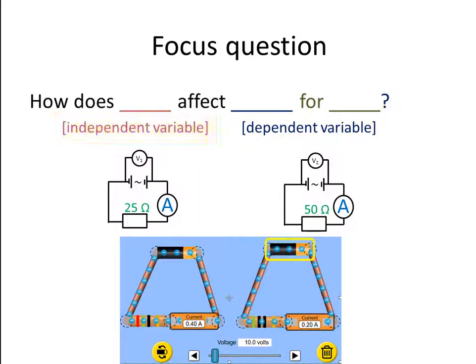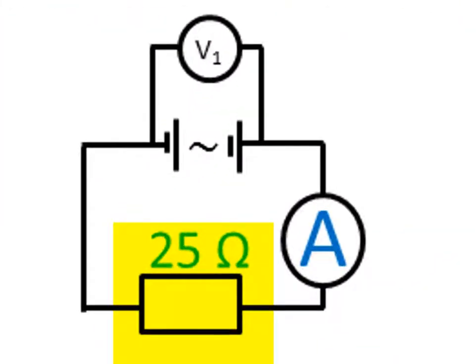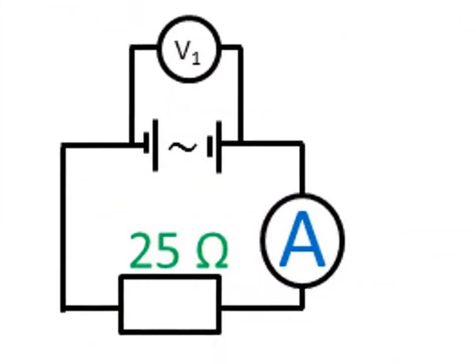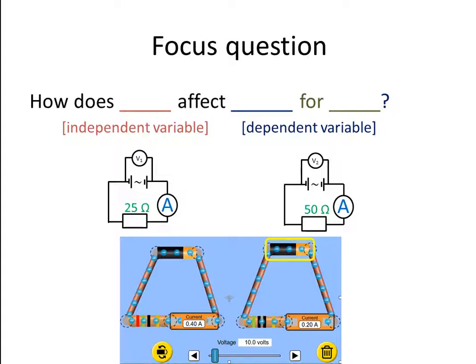Now you have to be careful here because in fact we have two investigations happening at the same time. So if you see the two circuits as being the two treatments, then you will think that the variable we are changing is the resistance of the circuit, because this circuit has a 25 ohm resistor and that one 50 ohm. But in this investigation, we are actually doing the investigation twice. Once for 25 ohms and once for 50 ohms.